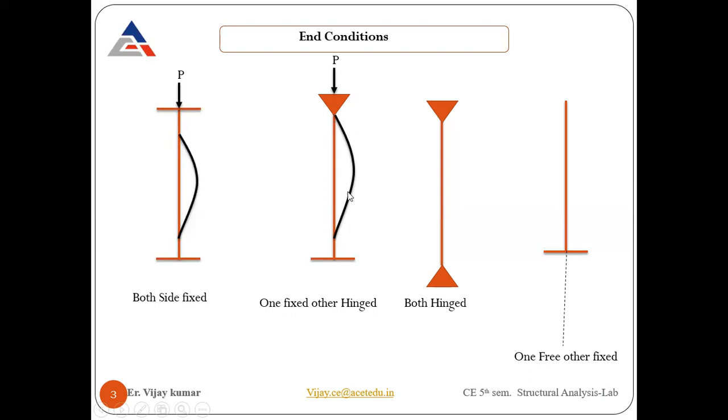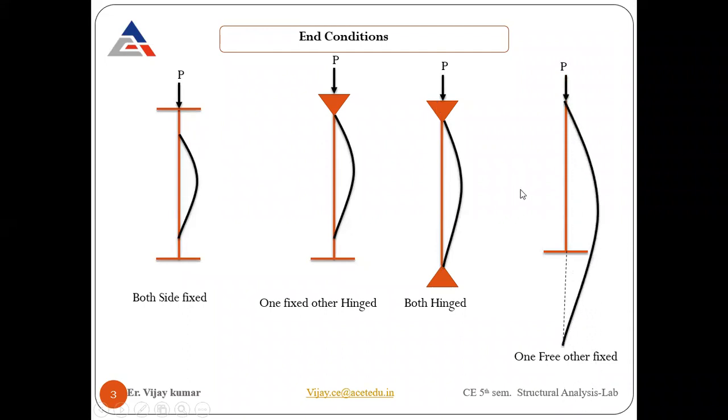So that's how the deflected shape looks in the case of one end fixed and the other hinged under the load P applied. Then the third case, both ends hinged. In this category, it is going to deflect from end to end. So that's how it is going to deflect when it comes under the load P.